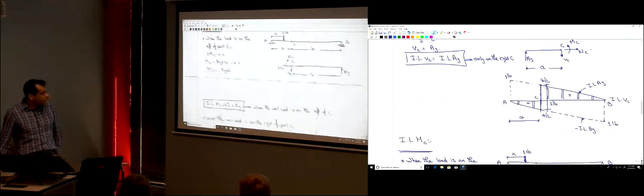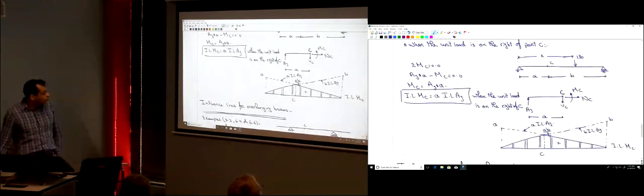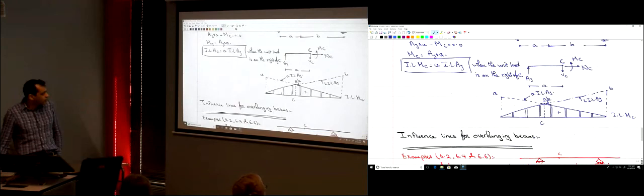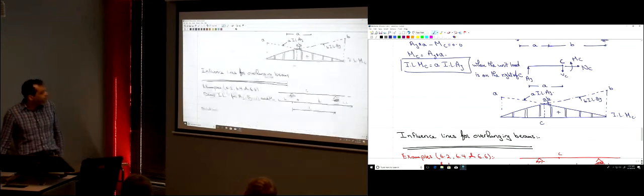And the same for the moment. You have 2 equations when the load is on the left and when it is on the right, okay? And you plot them, and it's always going to be like this. They intersect at point C, the point where you're calculating the moment, okay? And it's AB divided by L. It's always like this, okay?